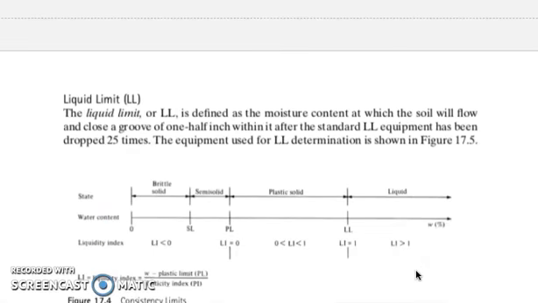Then the liquid limit is defined as the moisture content at which the soil will close a groove of 1/2 an inch, with the standard liquid limit equipment dropped 25 times. You have to take note of the importance of this. Of course, it is very important. These properties are very important in the construction of highways.